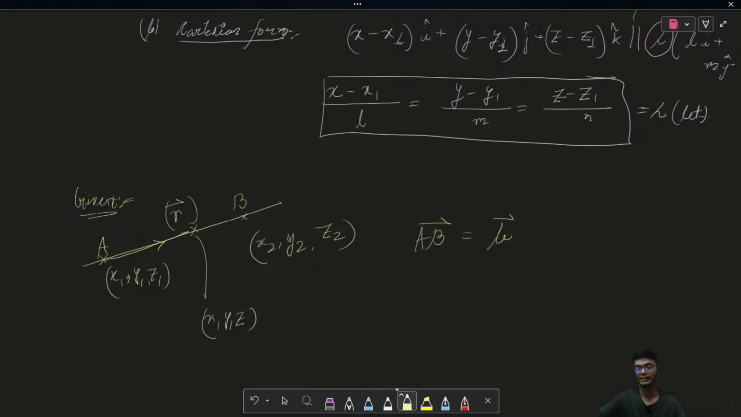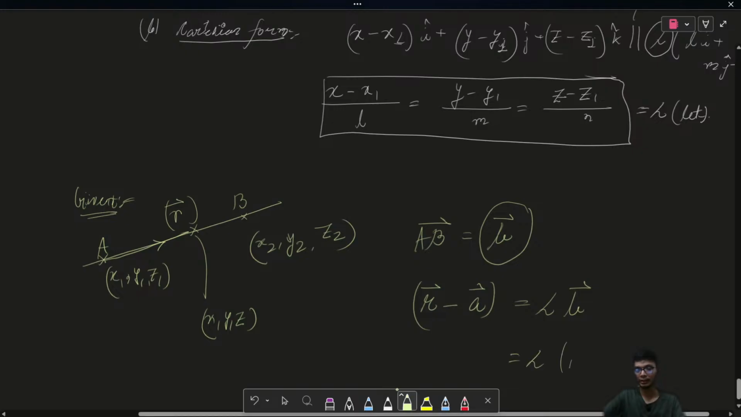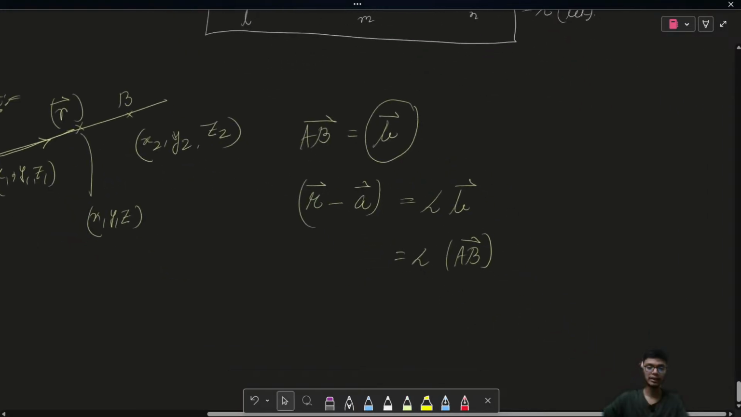The direction along which the line is directed, from our previous discussion of the nomenclature, is the b vector. So what I can do is write r minus a vector to be some lambda times b vector, and this b vector is nothing but my ab vector, right? So from this result I can easily obtain the equation of the line whose 2 points I know, and that will be lambda times b vector minus a vector.